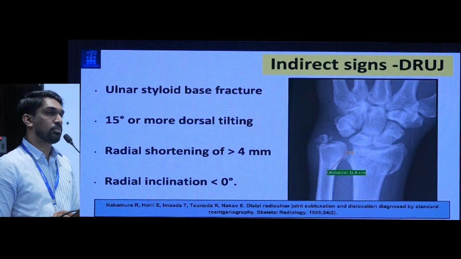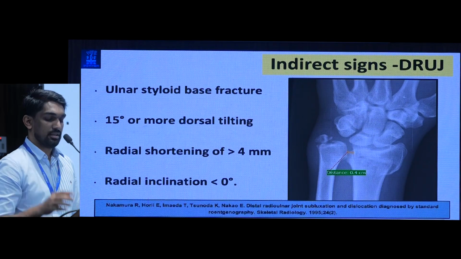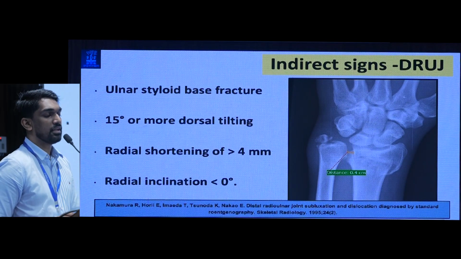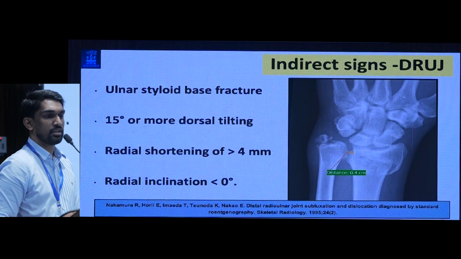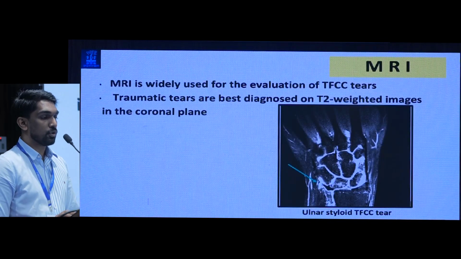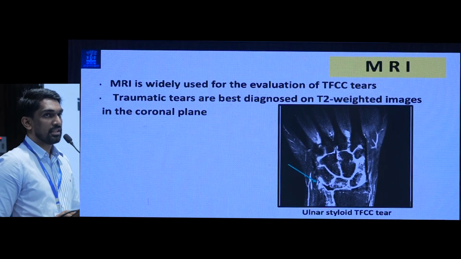If there is an ulnar styloid base fracture, there is an indirect sign that there is an avulsion of the TFCC. If there is 50 degrees or more of dorsal tilting, a radial shortening of more than 4 mm, or a radial inclination of less than 0 degrees. So MRI can also be used basically to diagnose the TFCC tears.